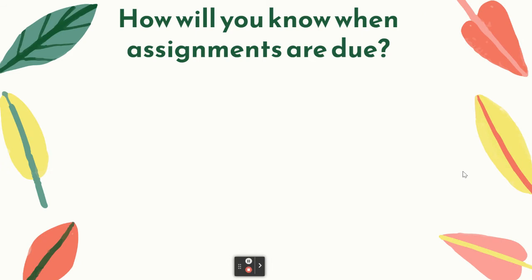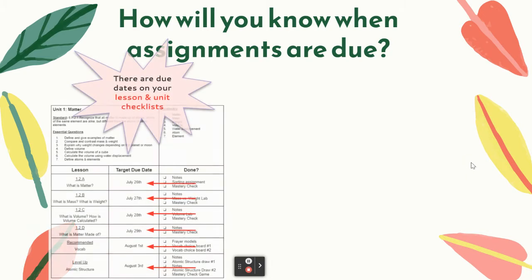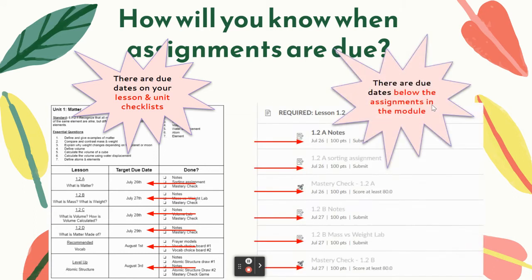All right, so cool. We know what due dates are. We know we have them, but how do we know when things are due? Well, there's two places you can find them. One is on a checklist. You can see you have the name of the lessons here, and you have all of the due dates of when they're due. And you can use Canvas. So on the modules, you'll be able to see under the assignments the due dates.